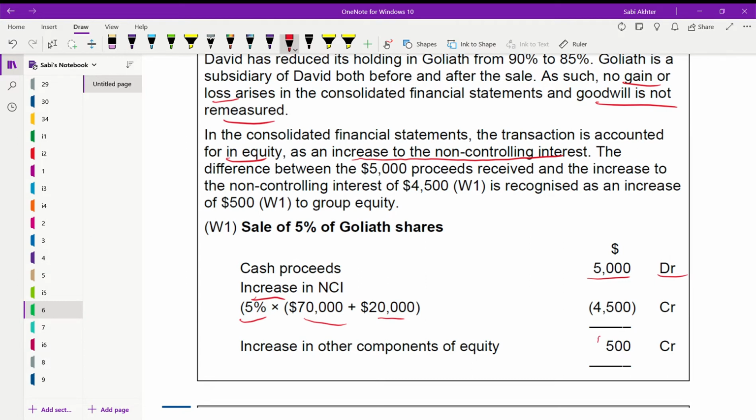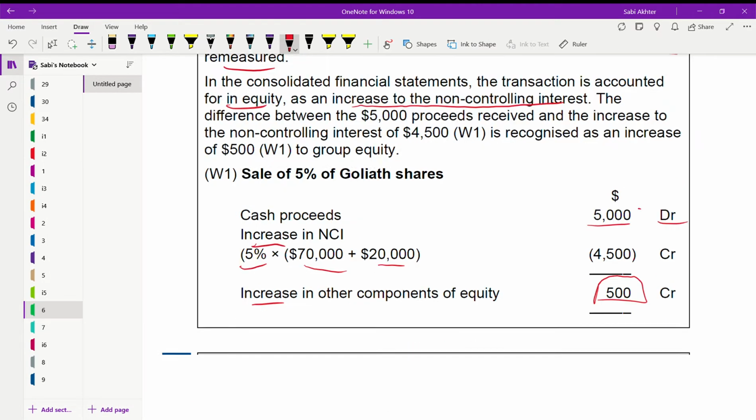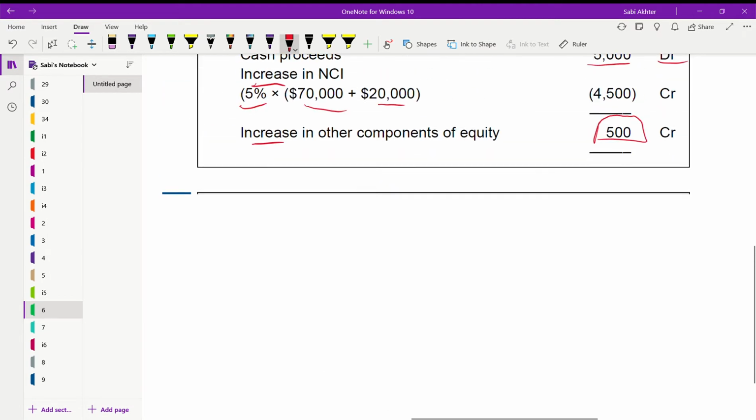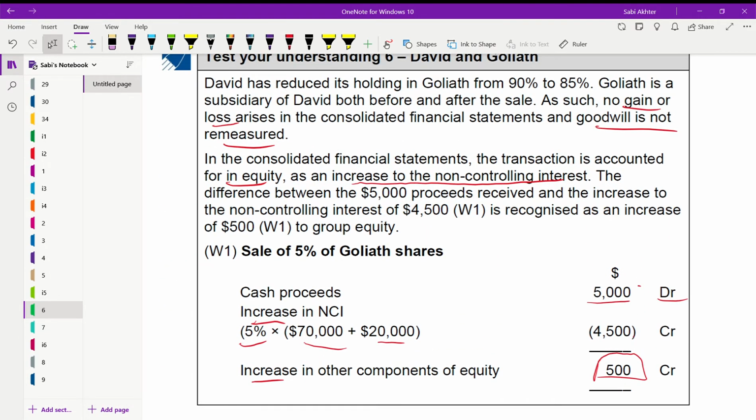4,500. Here it is an increase because cash received is more than your increase in NCI. Therefore, it's an increase. So you have to explain here. The difference between this and the increase in NCI is recognized as an increase of 500 to group equity.